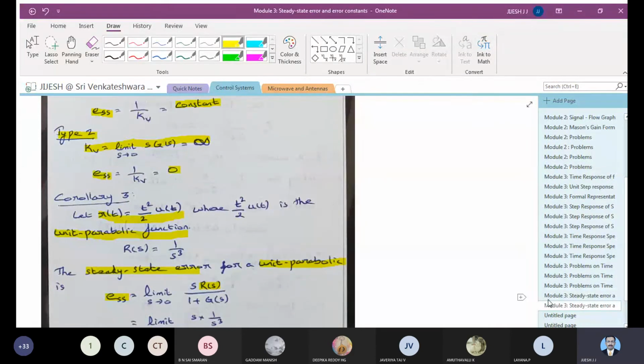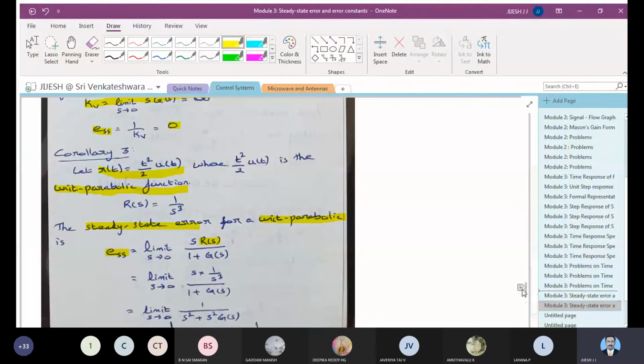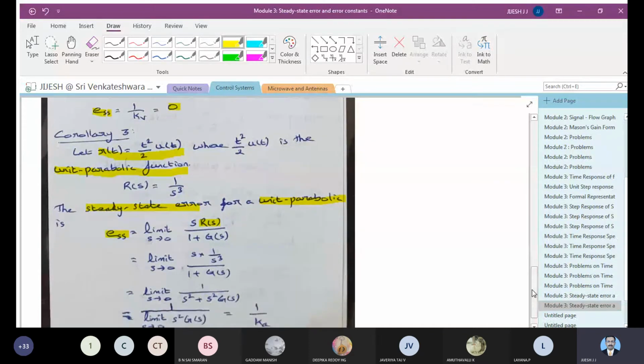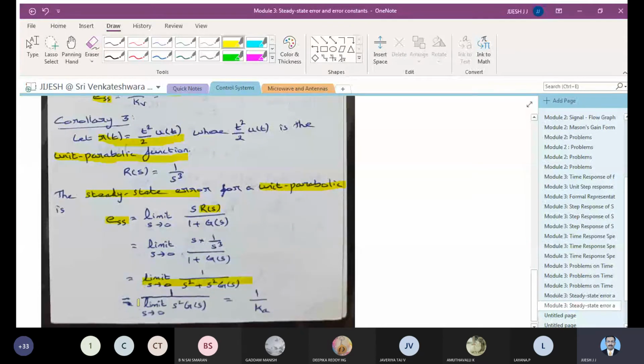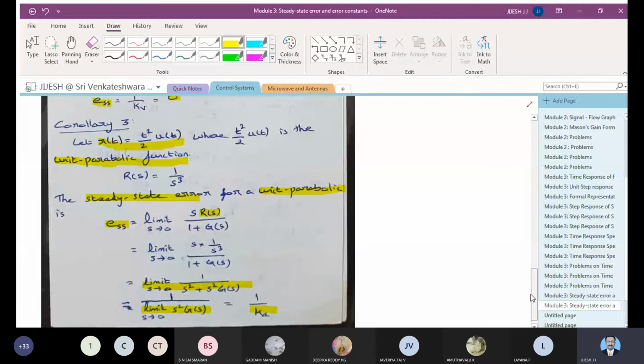So when we substitute R of s is equal to 1 by s cube, you can see that when the s and s get cancelled, you will get limit of s tends to 0 of 1 by s square plus s square G of s, and finally it will be 1 by Ka. So you'll get 1 by limit of s tends to 0 of s square G of s, and it will be 1 by Ka. So here we have the parameter Ka with respect to the unit parabolic function when you simplify it further. These steps you can complete for the parabolic function, just simplification, and the limit of s square G of s is taken as 1 by Ka. So Ka is equal to limit of s square G of s.